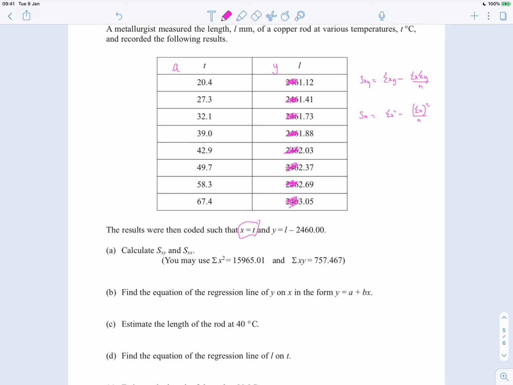Yeah, after a quick YouTube tutorial, I'm not really familiar with the FX CG50. Playing around with it though, I've left my Casio FX 991 EXs at school. I didn't want to do this by hand, but anyway, now I've got it. So my two variable calcs, so calculate SXY and SXX. So luckily for me, my calculator spits out the following. So for SXY, I need the sum of XYs, which apparently is 757.467. That's the sum of XYs. The sum of x squared is given, so that's that done.